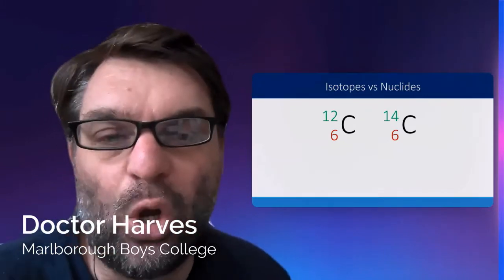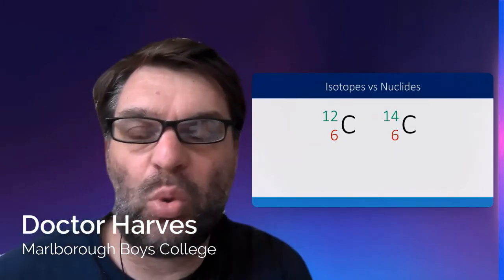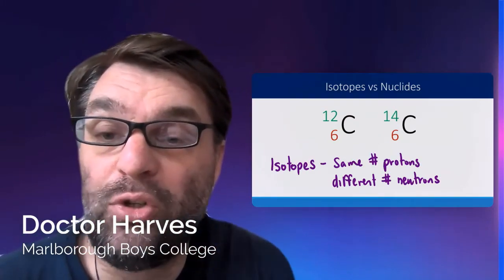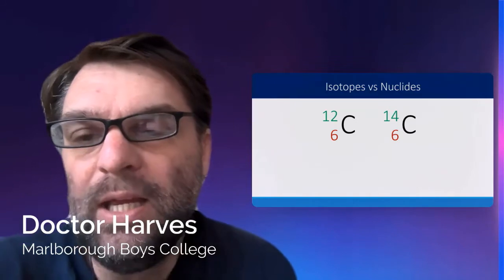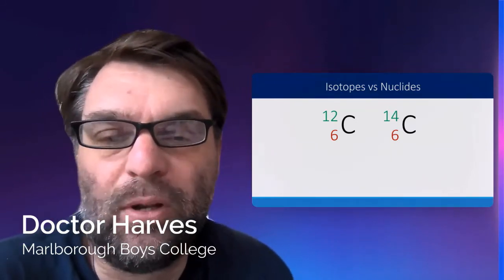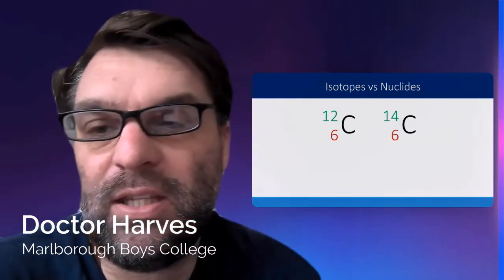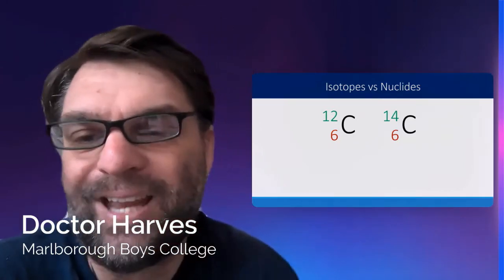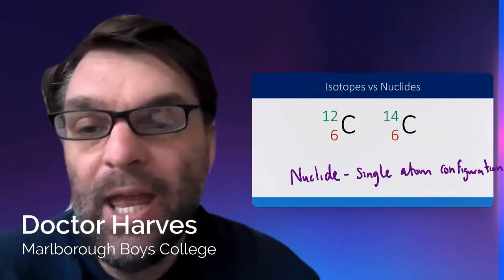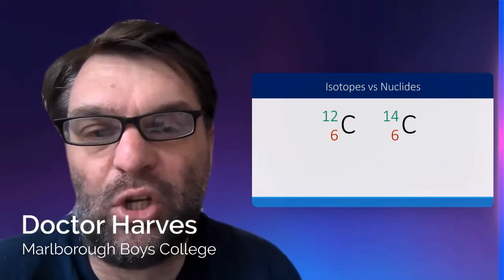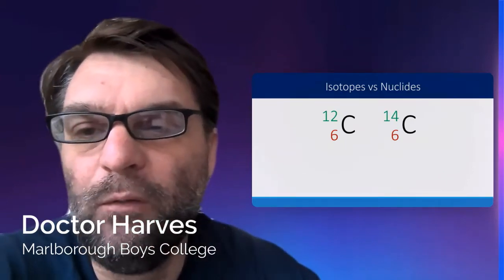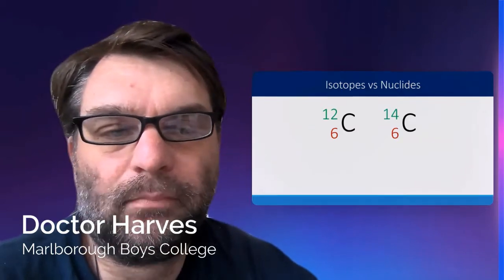Isotopes: carbon 12 and carbon 14 are examples of isotopes because they have the same number of protons, because every atom of carbon has 6 protons, but they have a different number of neutrons, hence they have a different mass number. That's the example of isotopes of carbon. Individually, they're known as nuclides. That's the single atom configuration. So you have a carbon 12 nuclide and a carbon 14 nuclide.